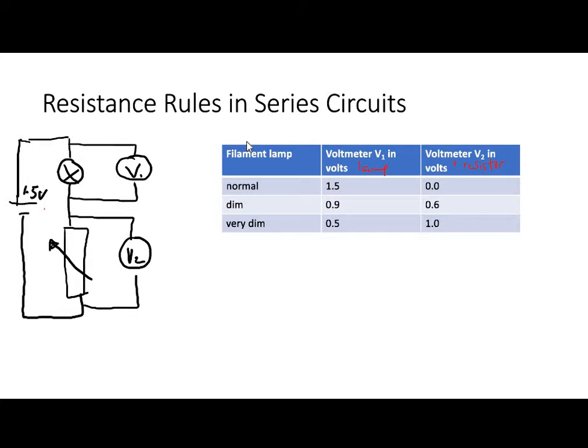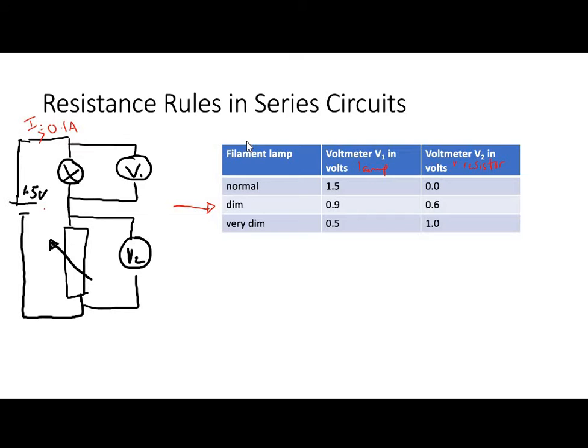As in the bottom one as well, when the bulb is now very dim, the voltage across the lamp is now 0.5 and across the variable resistor is 1, but it still adds up to 1.5 volts. So let's look in a bit more detail at some numbers here. We're going to take this one here as our example. Let's suppose that the current around our circuit is 0.1 amps. That's our current, I, 0.1 amps.